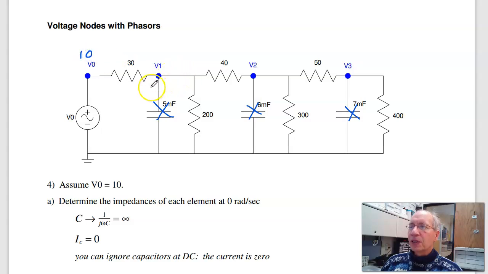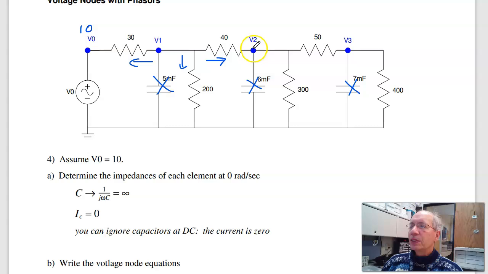At this node, the currents have to balance, so the current left, current down, and current right have to add to 0. There's also this fourth current, but I know that current is 0. I don't have to worry about 0 current. So at this node, it's V1 minus V0 over 30, plus V1 over 200, plus V1 minus V2 over 40 equals 0.